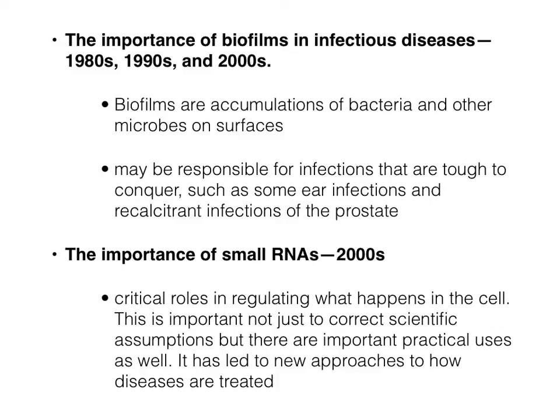In the 2000s, we found out that there were many other RNA pieces, and these RNAs, not just messenger RNA or tRNAs that we were already familiar with, but other RNAs that are involved in regulating what happens inside the cell. It's not just important for the correct scientific assumptions, but there are important practical uses as well. It's led to new approaches in how diseases are treated, because these small RNAs actually influence how genes are expressed. You may have heard of them in the sense of epigenomics.